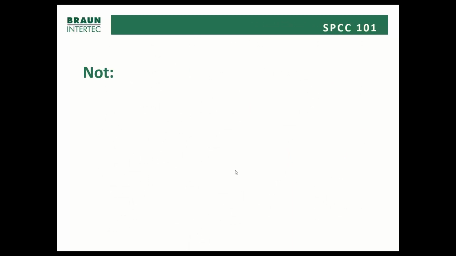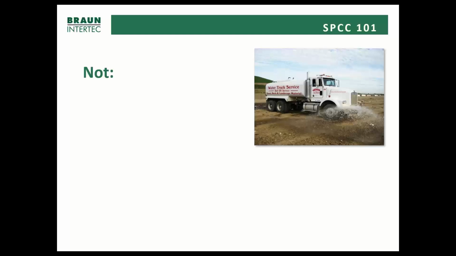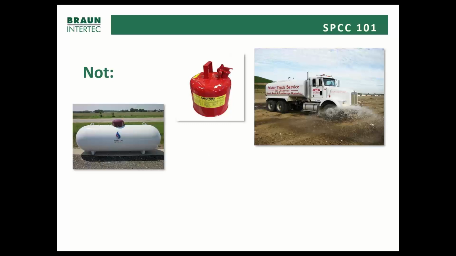So SPCC plans do not apply to something like a water truck. This is a vehicle where, yes, it has petroleum, but petroleum is used to move the vehicle. We call that a motive power container. That does not count for SPCC rules, and neither does the water tank on the back of the truck. Fuel containers that are much smaller than 55 gallons are absolutely exempt. Something like a propane or natural gas container, where if punctured the release would be to the atmosphere, not to the ground, doesn't count.